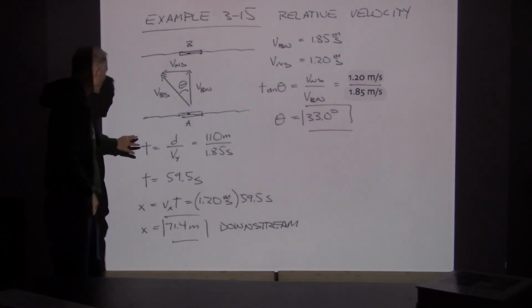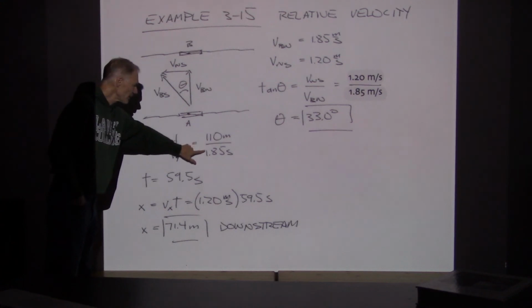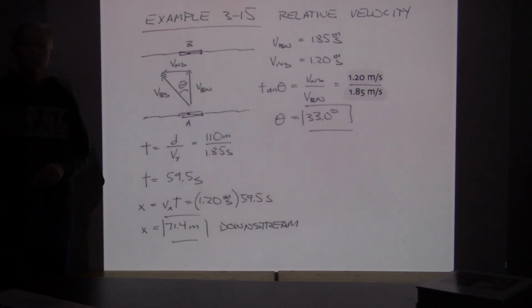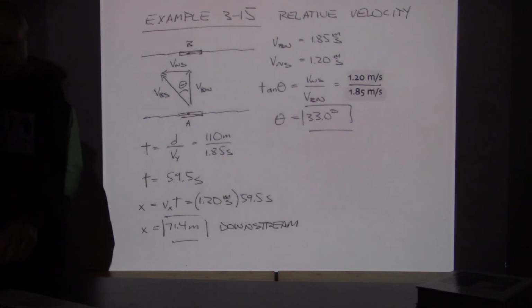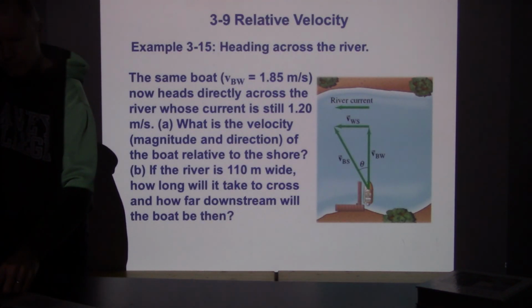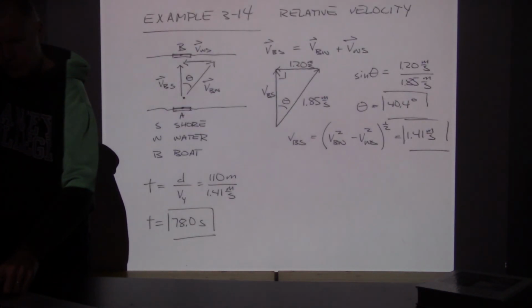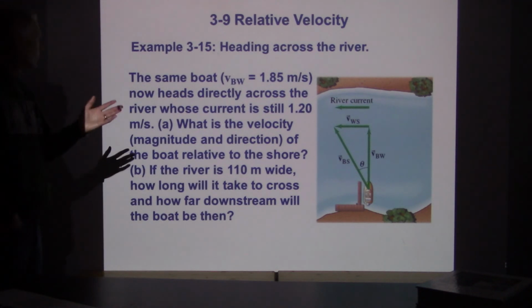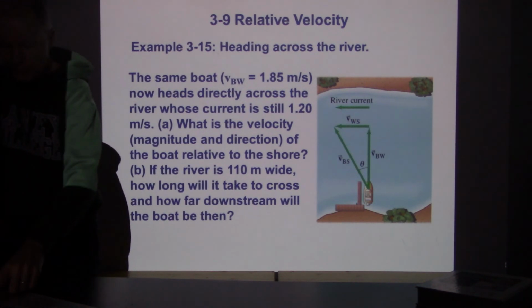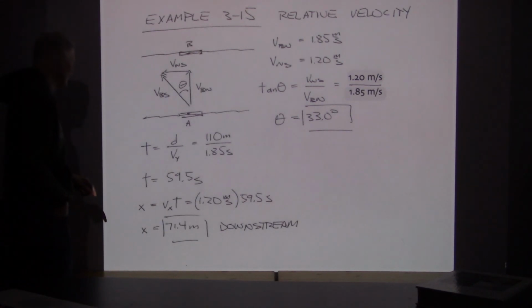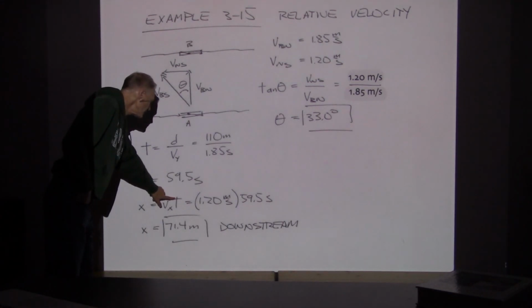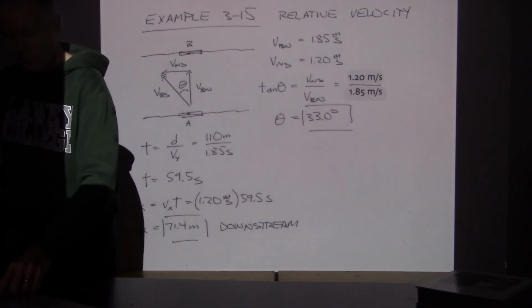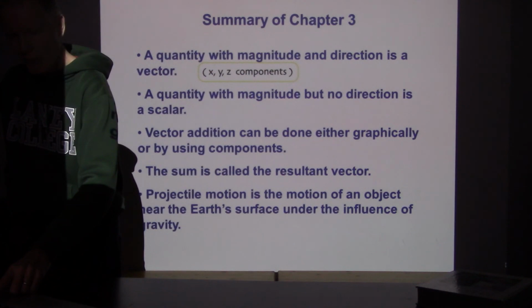Now, it worked. If we look at the time here, now we're making our way across at 1.85. We get there faster. So we get there in 60 seconds instead of, what was the other one, 74 or something? 78. So we're saving 18 seconds, but we're going to be carried downstream. And we can calculate that distance downstream. It's Vx times t. We're going to be carried 71 meters downstream, so that's a good distance. So you have to decide what we wanted.